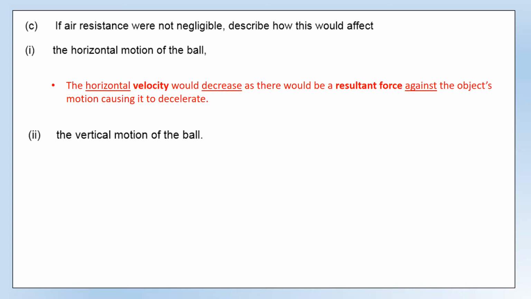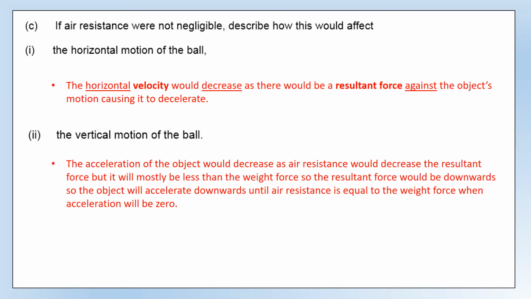And then as for the vertical motion, the acceleration of the object would be smaller as air resistance would act to decrease the resultant force, but air resistance is going to be less than the weight force. So it's still going to have a resultant force downwards, so the object will still accelerate downwards, and it will keep doing that until air resistance is equal to the weight force, which will then make acceleration zero, and the velocity will be constant.